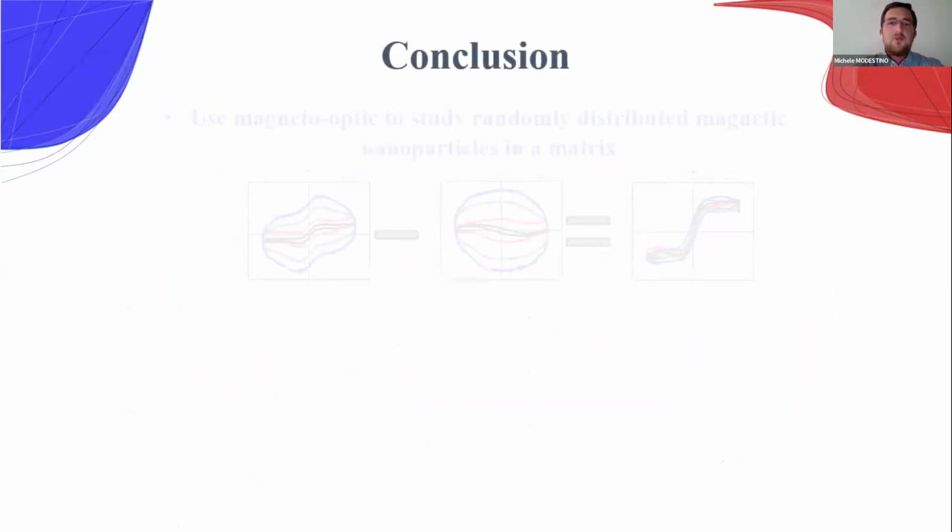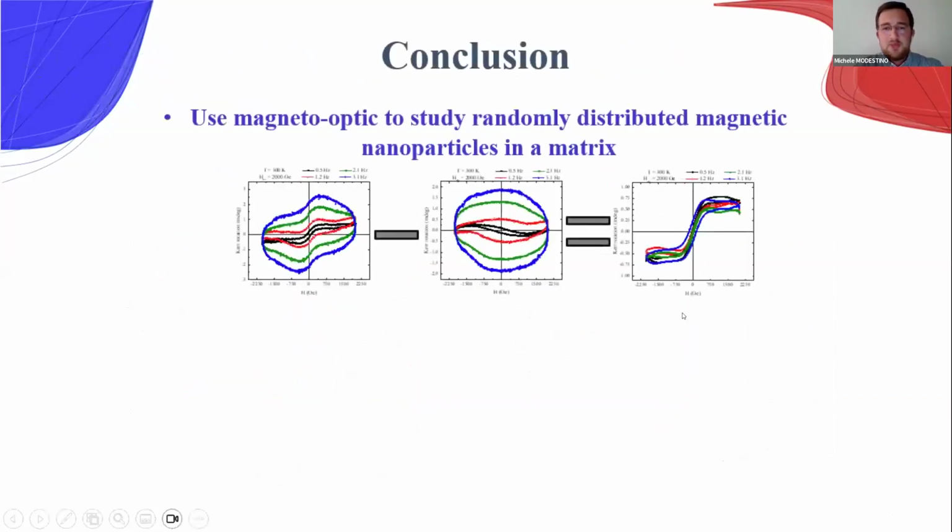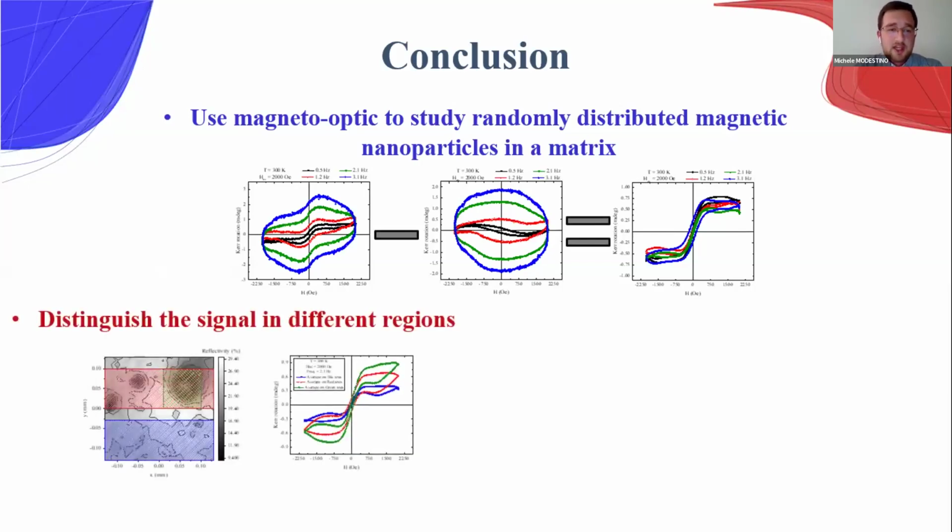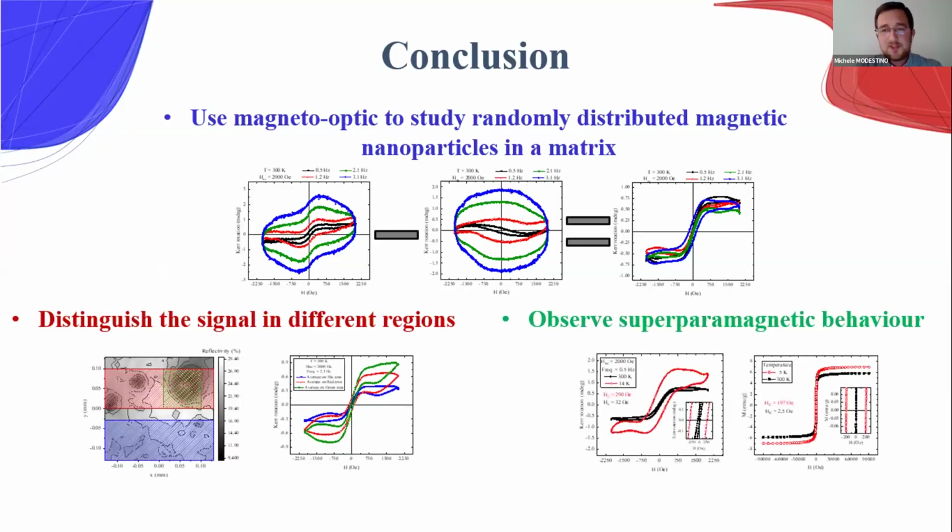In conclusion, we demonstrated the possibility to characterize magnetic nanoparticles in organic matrices. In particular, in our case, magnetic nanoparticles are randomly distributed, and this is very important because generally, when magnetic nanoparticles are characterized by Mach, they are deposited on the surface, but in this case, they are only spin-coated. It is also possible to distinguish from signal in different regions and compare it. And it was also possible to observe a superparamagnetic behavior by comparing measurements performed at different temperatures.